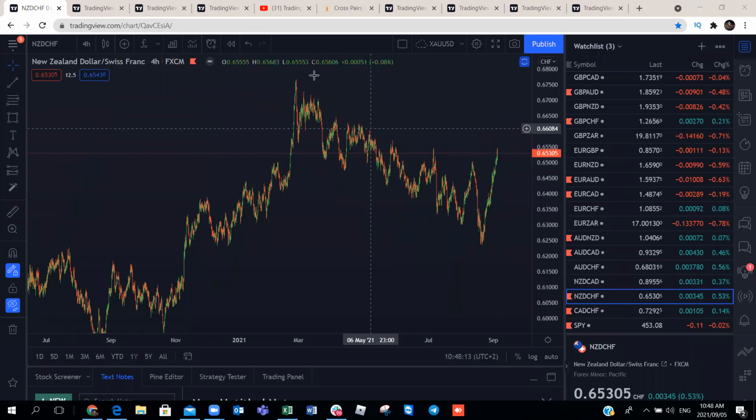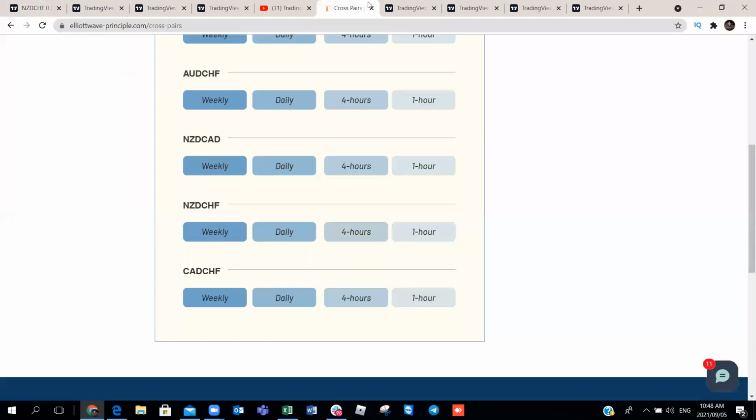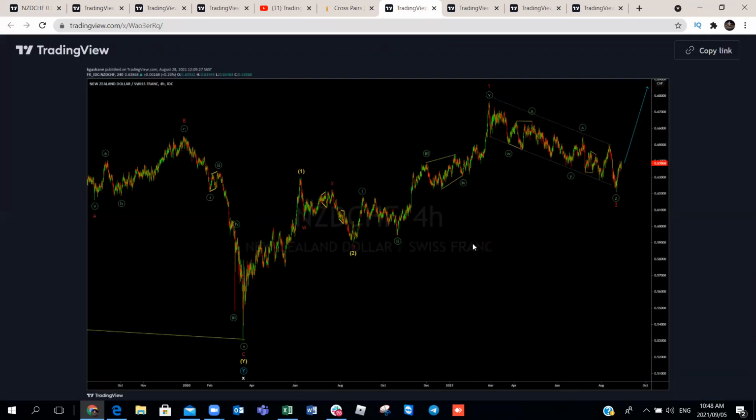Very nice and clear correction there on New Zealand CHF. It's a simple W, X, Y, X, Z corrective structure, and now we look for upside. That's how we've been looking at that.